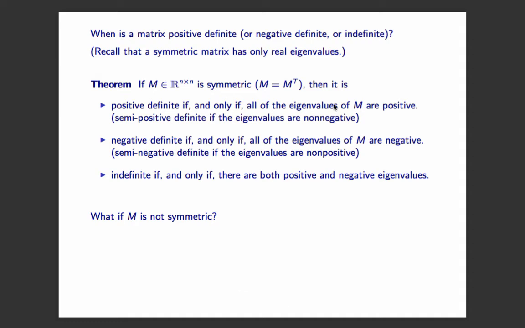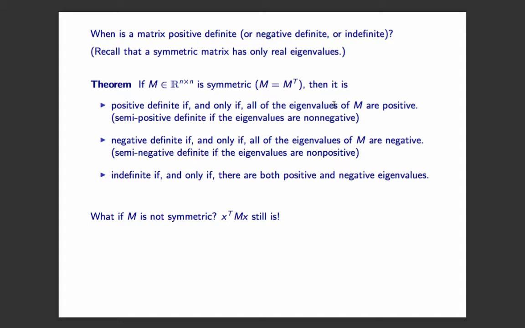Now, what if M is not symmetric? Keep in mind, these results are specifically in our context to be applied to the second derivative test, which requires class C2 of f, which necessarily implies that our Hessian is symmetric. But in general, what if M is not symmetric? Well, x transpose Mx still is a real number.